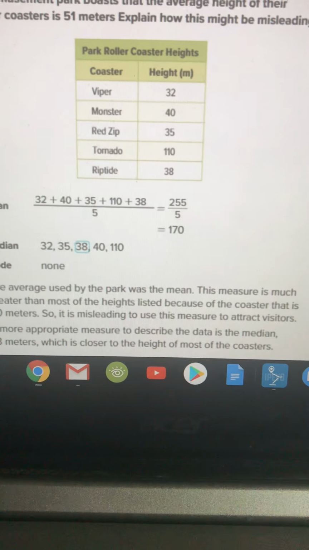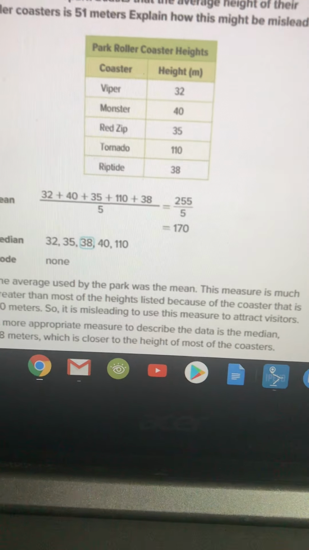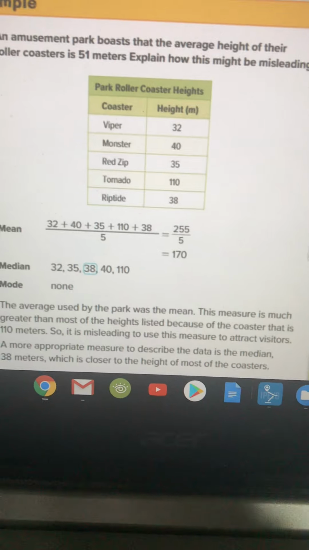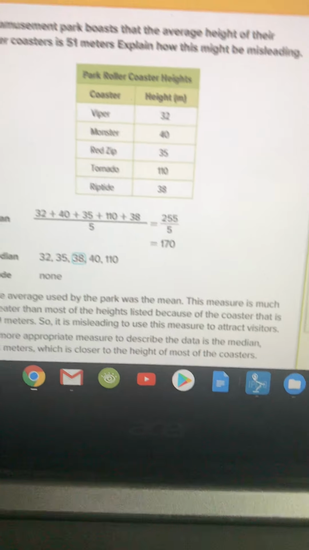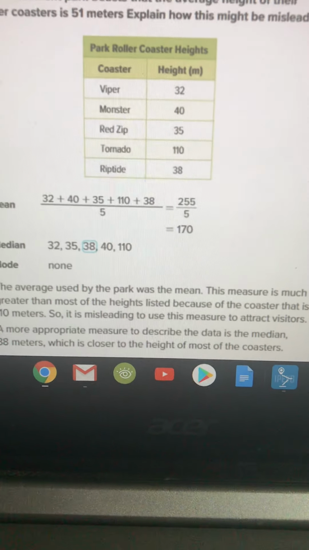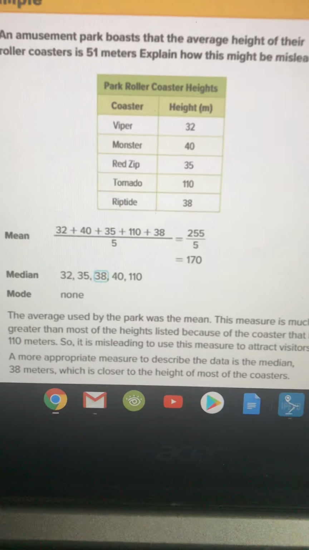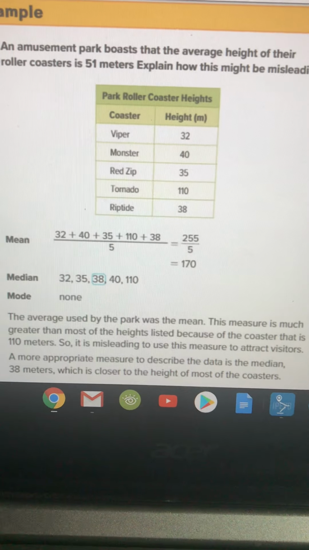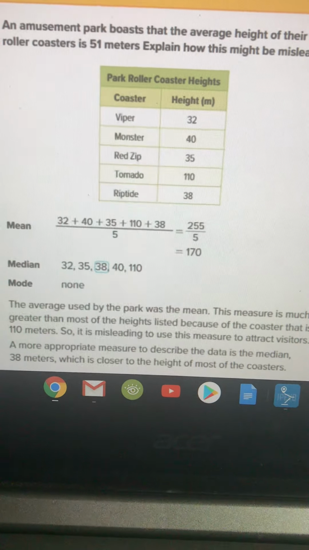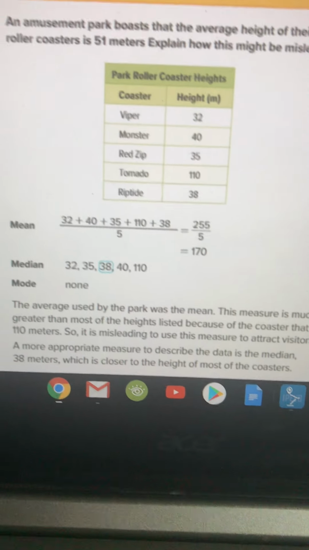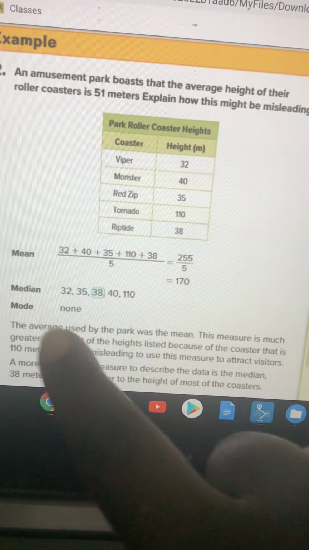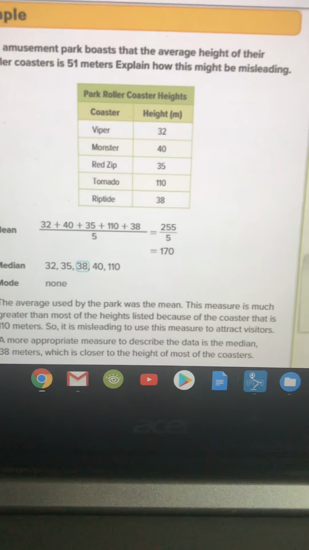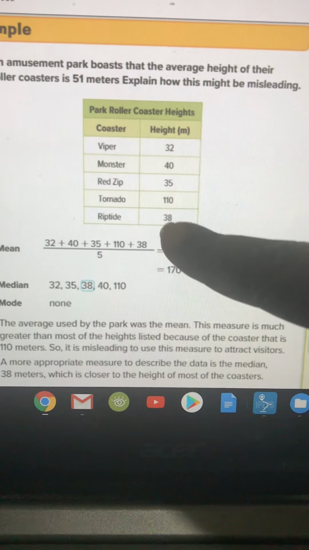So, let's read what it says here. The average used by the park was the mean. This measure is much greater than most of the heights listed. See, it is way bigger than any of these numbers here. So it is misleading to use this measure. It is wrong. Misleading means it is lying. That's what misleading means. So it is wrong for us to use 170. The more appropriate measure to describe the data is the median. The median will be the better value, which is closer to the height of most of the coasters. Most of the heights are closer to 38.